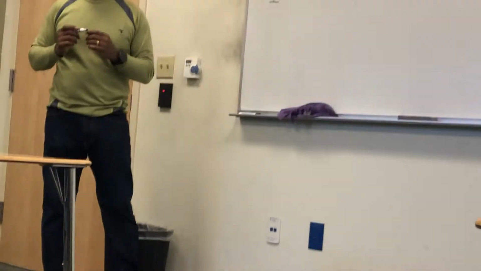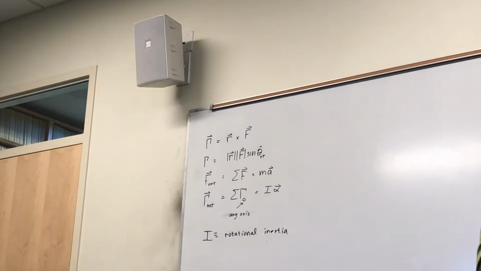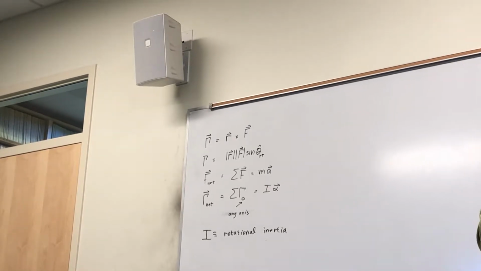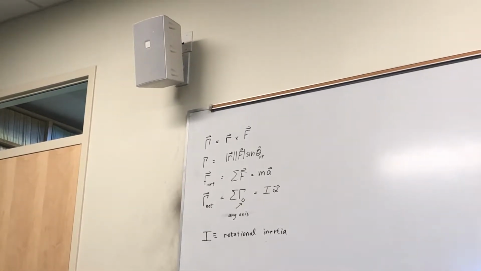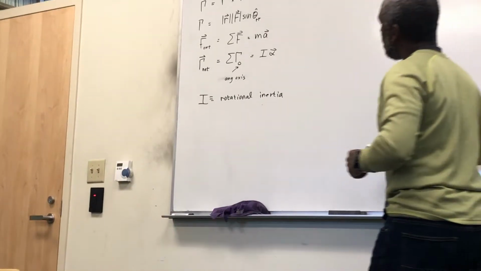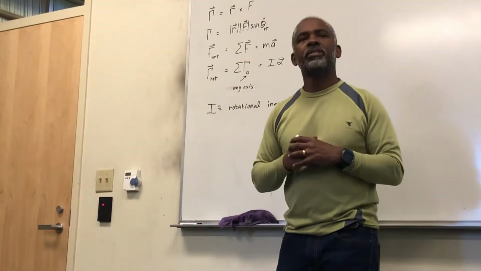Rotational inertia is the tendency for objects to resist changes to their rotation. Just like mass is the tendency of an object to resist changes in motion, rotational inertia is the tendency of an object to resist changes of rotation. So what we're about to do is derive a result for rotational inertia.